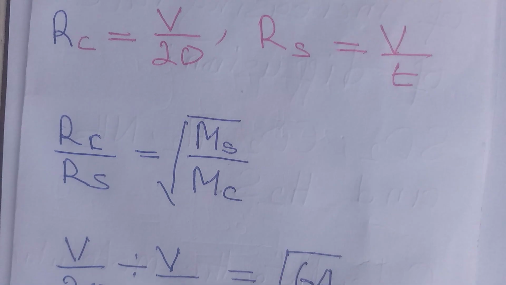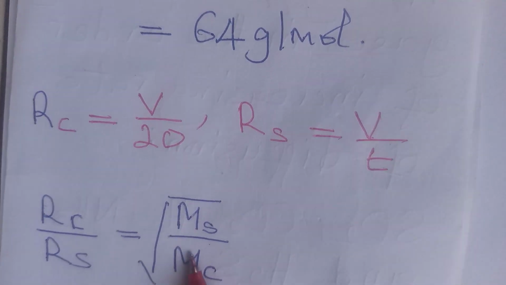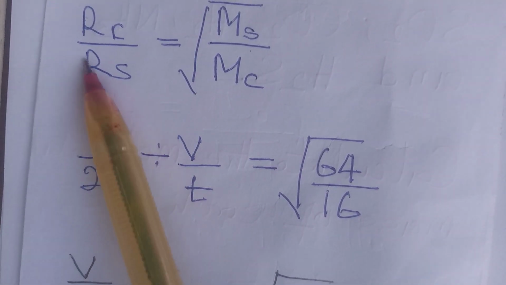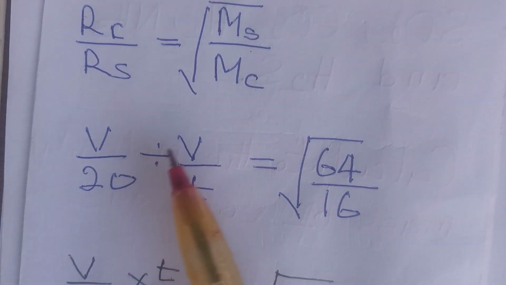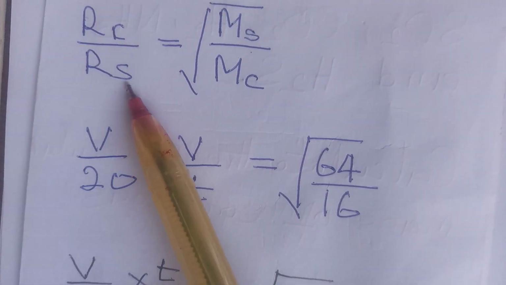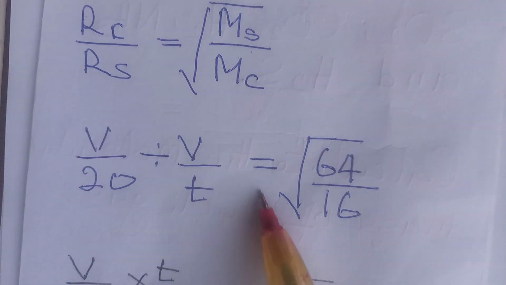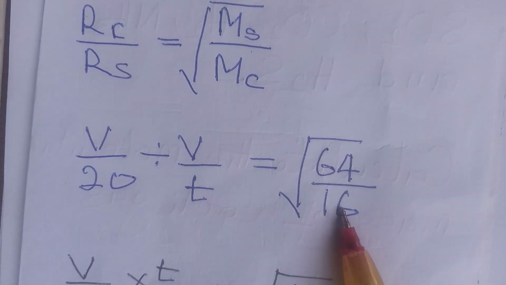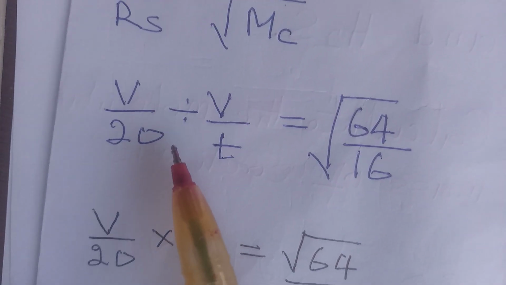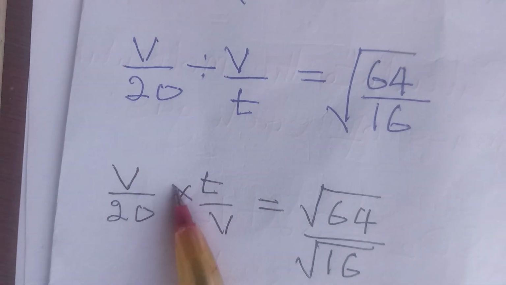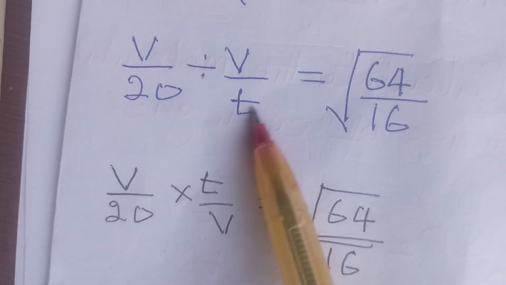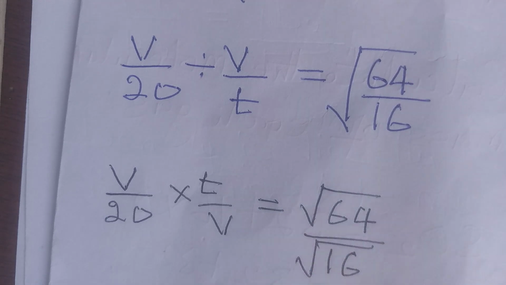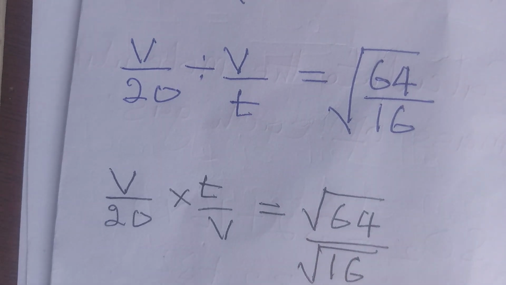So all the parameters we had earlier, substitute them here. You will now have V over 20, which is the rate of diffusion of methane, divided by V over T, the rate of diffusion of sulfur 4 oxide, equal to the molar mass of sulfur 4 oxide, 64, over that of methane, 16. Now, if you change this division to multiplication, you invert this. So this thing will go up, V will come down. So you have this equal to the square root of 64 over 16.